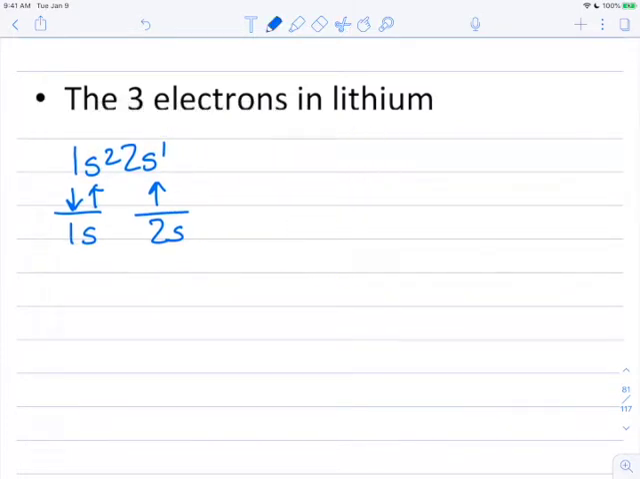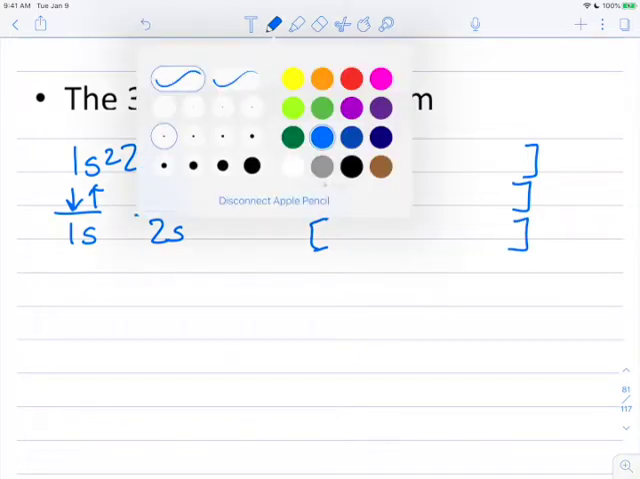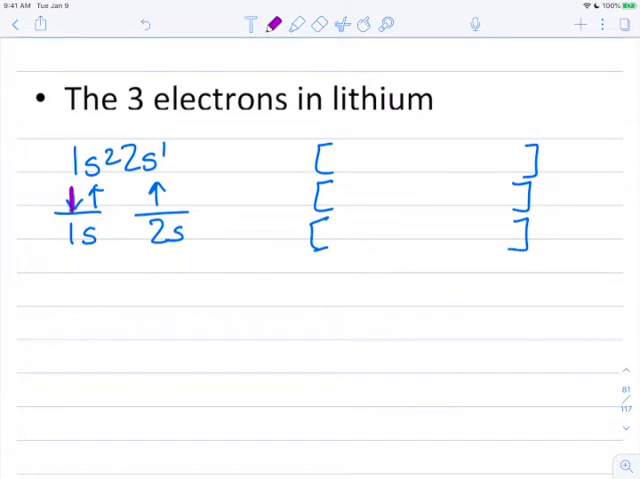All right, so lithium has 3 electrons, 1, 2, and 3. Let's start with this one right over here. First energy level, S block, all S's have a 0 for their M sub L, and it's going to be a -1/2. I know I did that one kind of fast, but any questions on how we did that one? All right, so now let's do our next one.